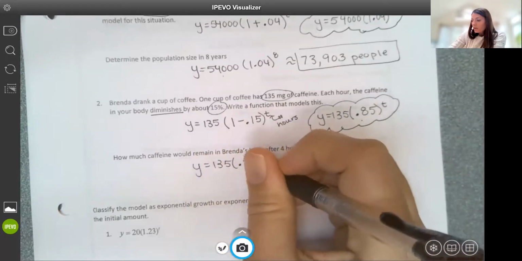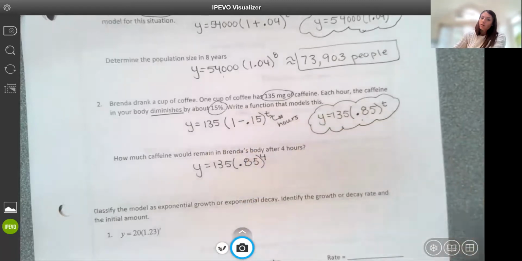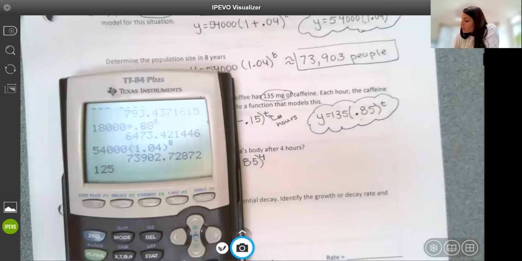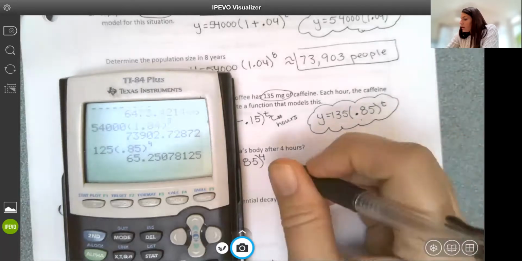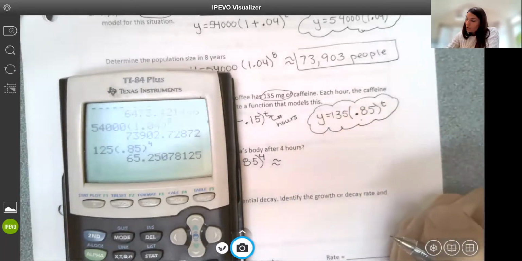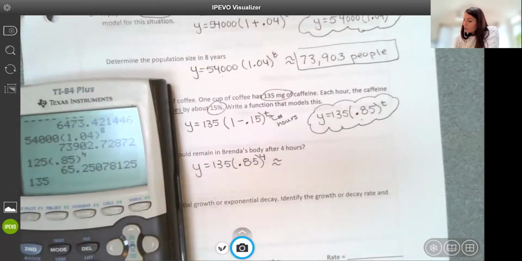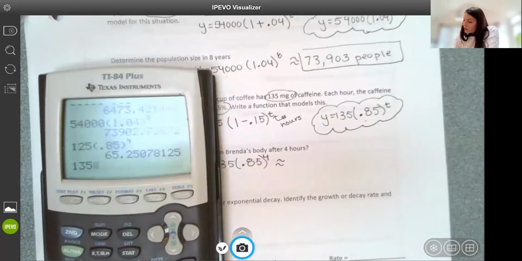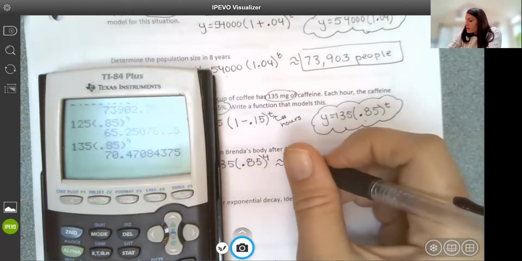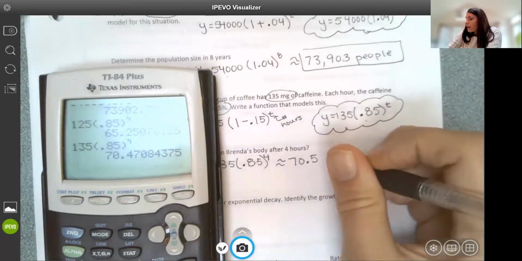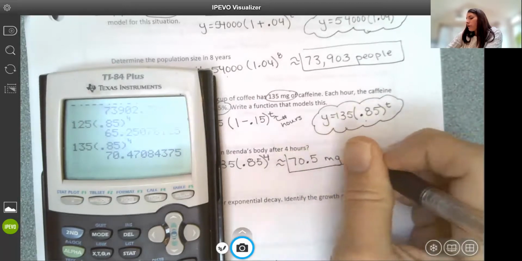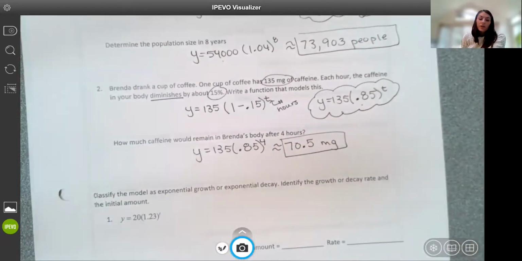So 0.85, 4 hours later, 135 times 0.85 to the 4th power. Oops, I didn't type that in right, hold on. I typed in 125 instead of 135. 135 times 0.85 to the 4th. Okay, so let's go, I don't know, we'll do the tens place. So 70.5 milligrams about of caffeine would be left in her system after 4 hours.